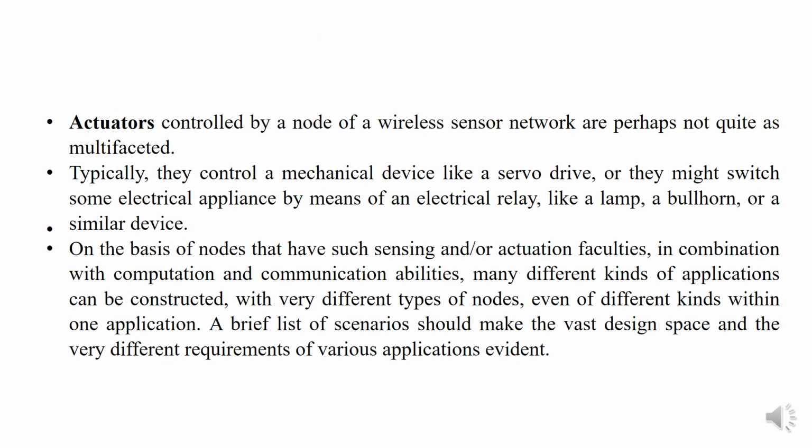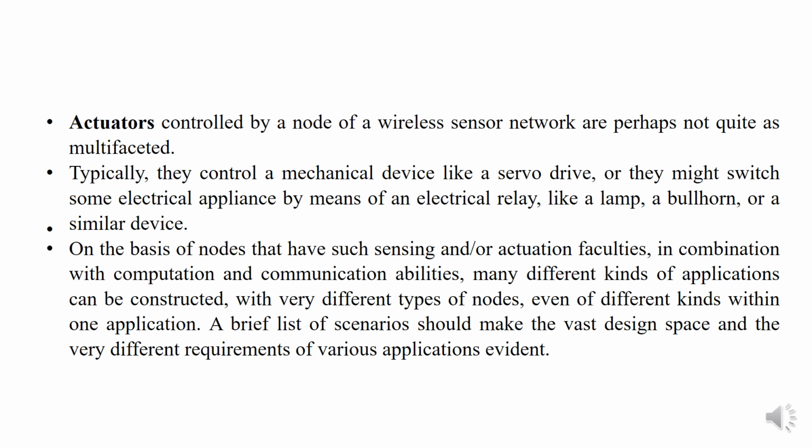Actuators controlled by a node of a wireless sensor network are perhaps not quite as multifaceted. Typically, they control a mechanical device like a servo drive, or they might switch some electrical appliance by means of an electric relay, like a lamp, a bullhorn, or a similar device.